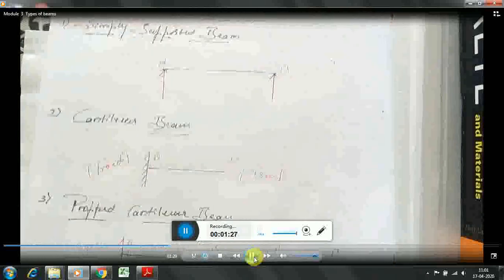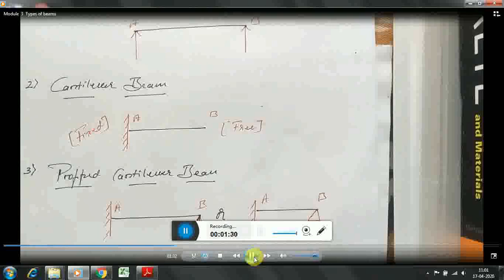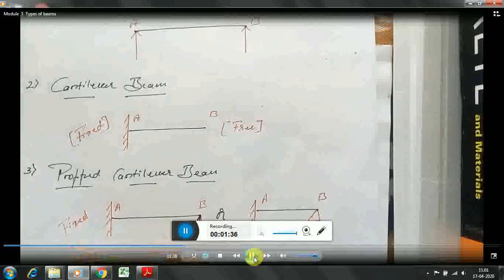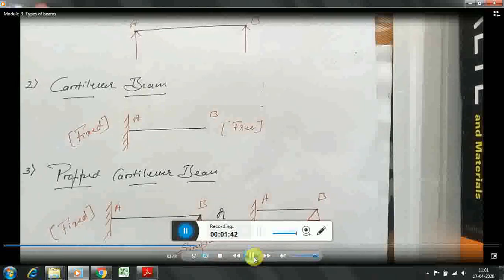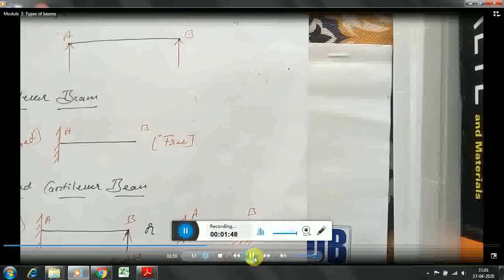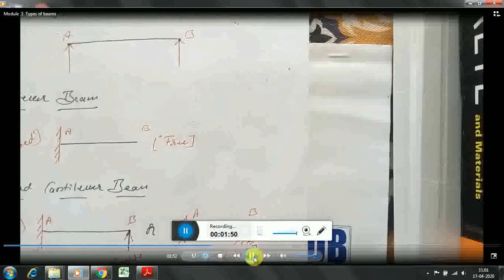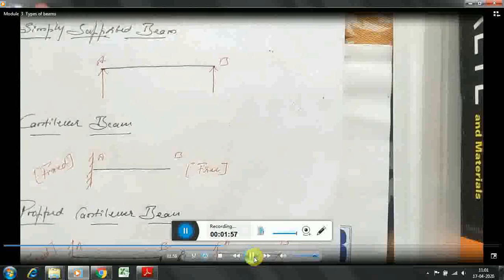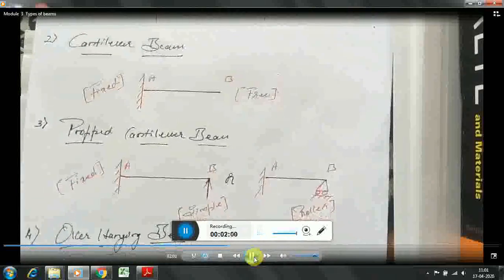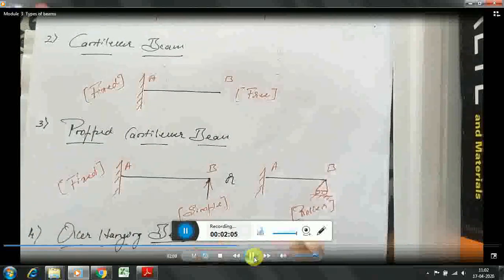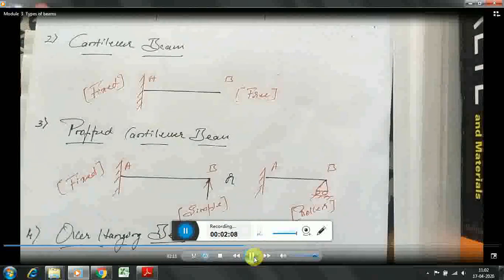Then the third category is called a propped cantilever beam. In a propped cantilever beam, one end is fixed and the other end can be either a simple support or a roller support. Both possibilities are there. In a propped cantilever, one end should be fixed, and the other end should be a simple support or a roller support. In both cases, it is called a propped cantilever beam.